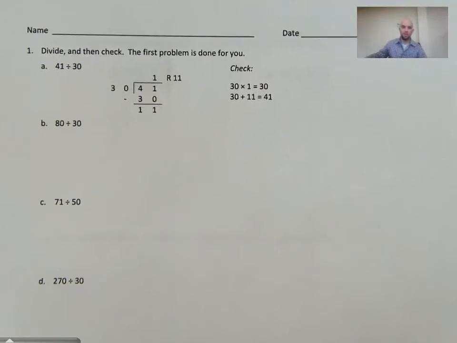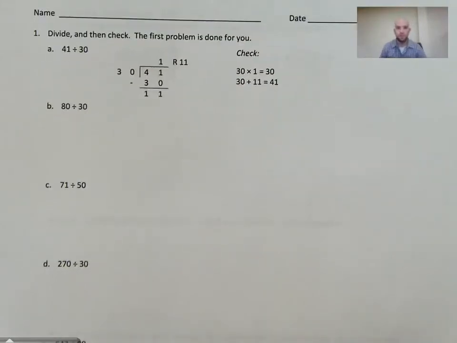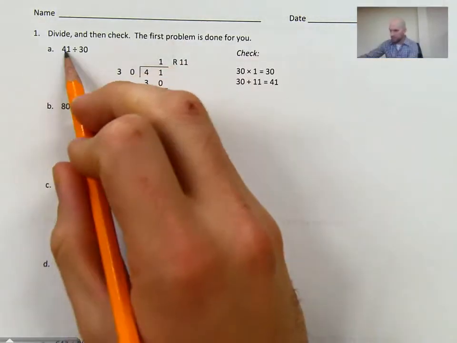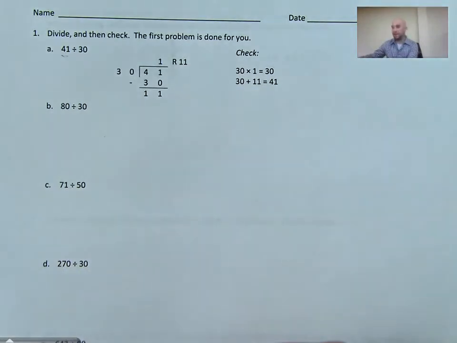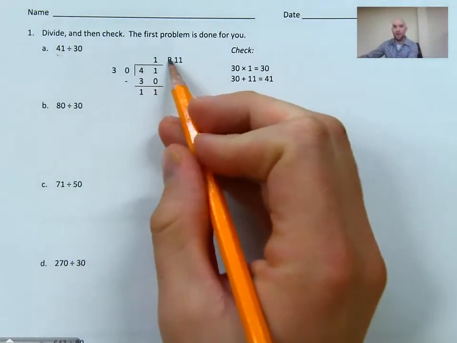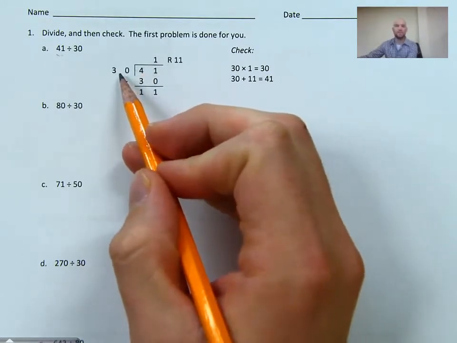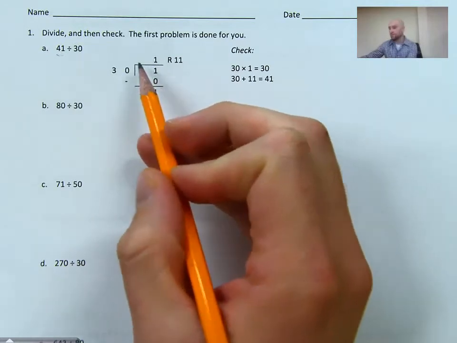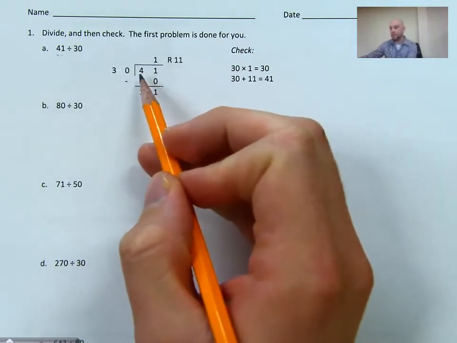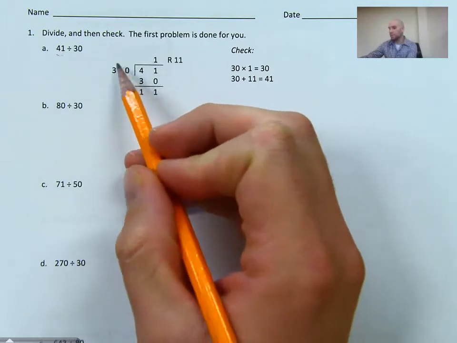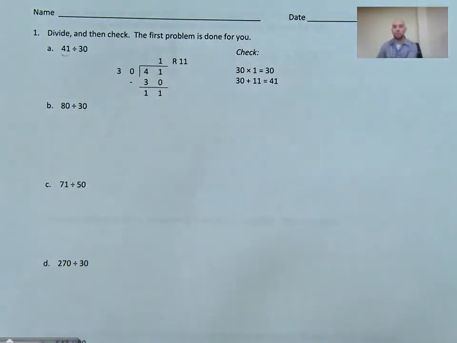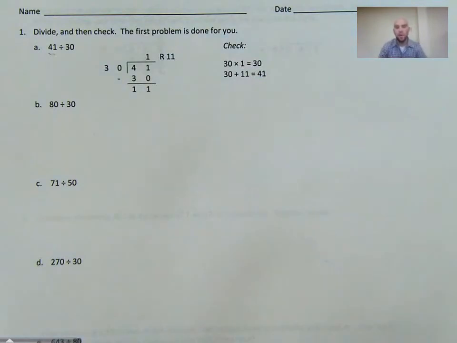If we look at our first problem here, it's done for us. It's 41 divided by 30. One thing that's really important as we're solving these division problems is that this first number, 41, goes inside of our box, inside of our little house here. Some people will read this as 30 divided by 41, and that's incorrect. This is 41 divided by 30. So make sure that second number is the one that's outside of the box out here. Just be mindful of that as we continue.